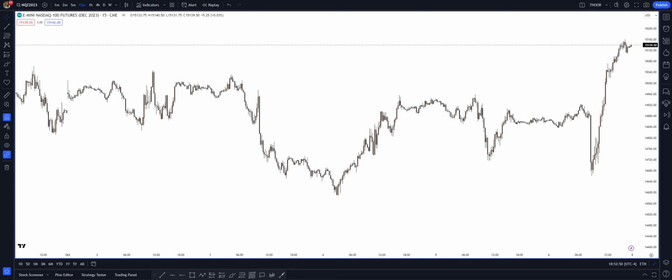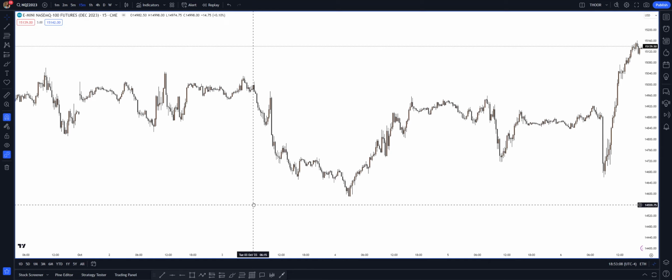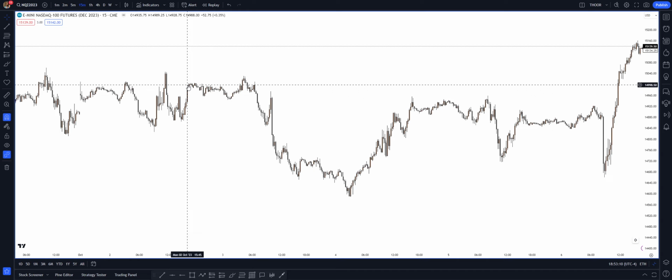Hello guys, in today's video I'm going to be talking about low resistance liquidity runs and how to anticipate the low resistance liquidity run for the New York session, specifically for the morning session. Now, the way I anticipate a New York low resistance liquidity run is by looking at the overnight session.